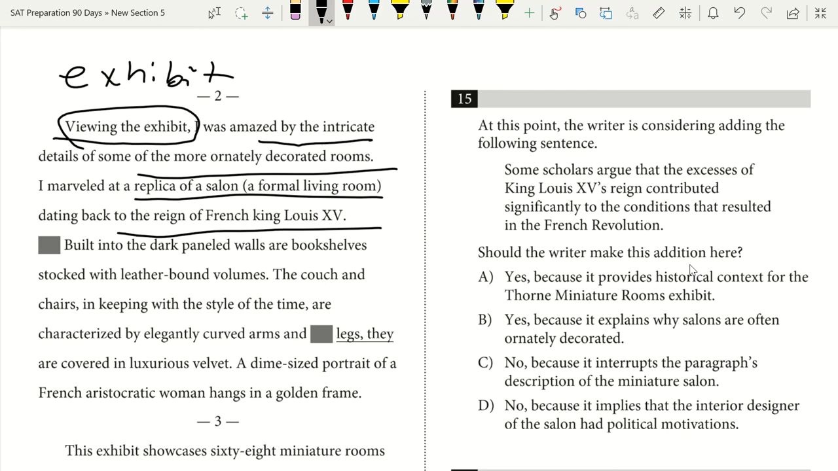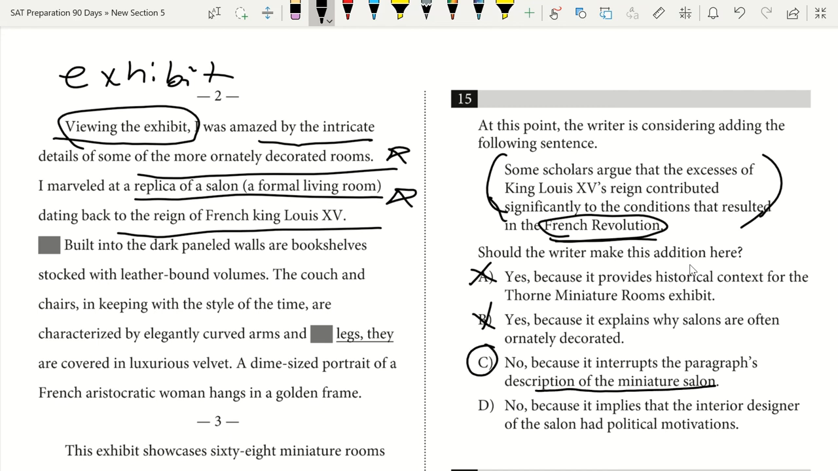And then we're asked if we should add this following sentence. This one, we actually can go ahead and answer because we see it says, "Some scholars argue the excess of King Louis XIV's reign contributed significantly to the conditions that resulted in the French Revolution." We see that we're just talking about a living room, right, and a decoration and an exhibit. So that French Revolution detail is really irrelevant here. Okay, so we're not going to want to add this. We can get rid of the two yeses. So we're going to say no because it's interrupting the paragraph's description of that miniature salon. Okay, we wouldn't say no because it implies that the interior designer had political motivations, because it doesn't. So that's just factually incorrect. So C will be our correct answer for 15.